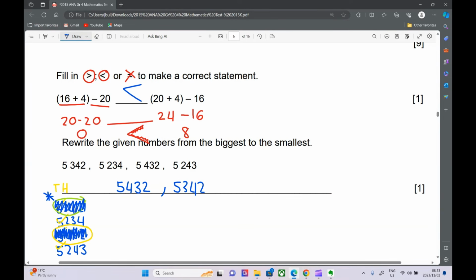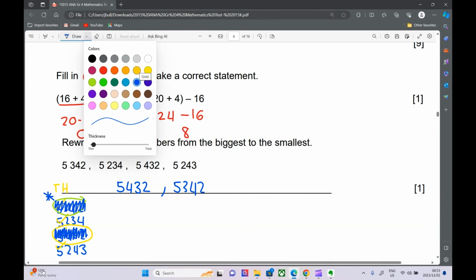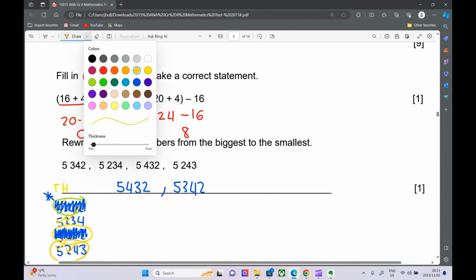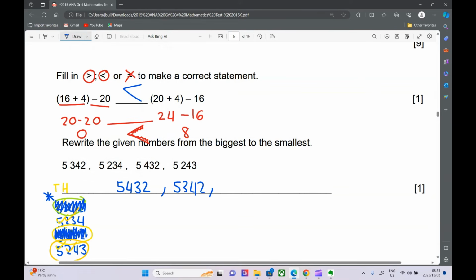Okay, so now both of the hundreds are the same because we've got 5,200, 5,200. So both of those 2s are the same. So now we've got to look at the 10s. This one we've got 34, this one we've got 43, so that one is our next one. Okay, so 5,243, and then 5,234.